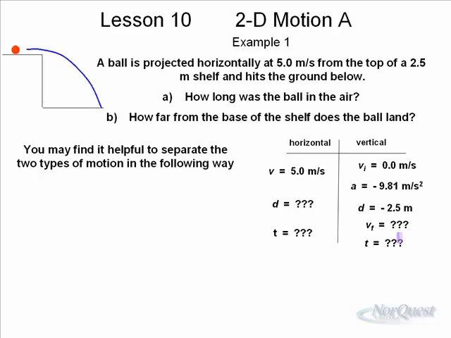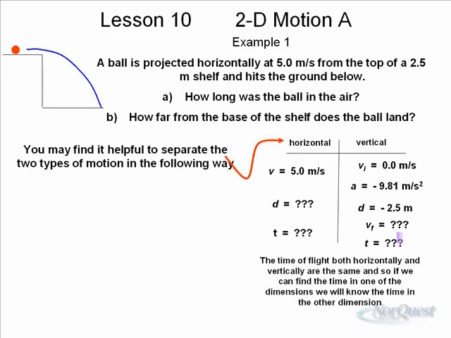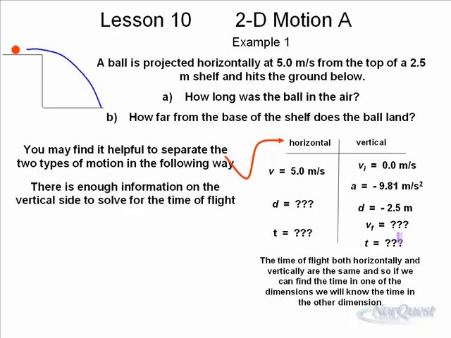So we use our 4 kinematic expressions that we were introduced to earlier on. And so we might find it helpful to separate the two motions. One is horizontal, and of course the time of flight, both horizontally and vertically, is the same. Now in this case, if we can find the time of flight vertically, we use that same time horizontally. And there is enough information on the vertical side to solve for that time of flight.